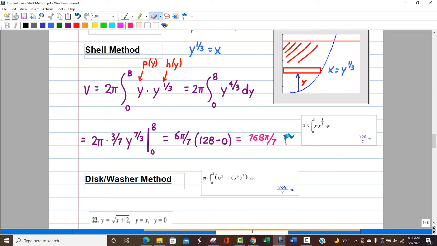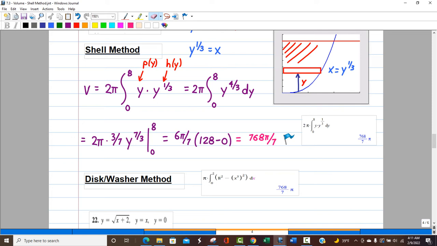2 pi times 3 over 7 is 6 pi over 7. 8 to the 7/3, which the cube root of 8 is 2. 2 to the 7th is 128. So our exact answer would be 768 pi over 7, which is exactly what Maple gives us right over here on the right.